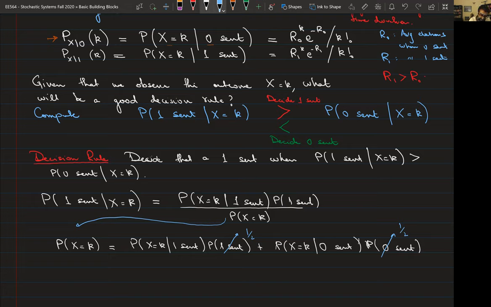Now based on this assumption, this turns out to be equal to half times r1 raised to the power k, e raised to the minus r1, divided by k factorial, plus half times r0 raised to the power k, e raised to the power minus r0, divided by k factorial. So this is the probability x equals k. And this is what I meant at the beginning: I can define this without a conditioning.